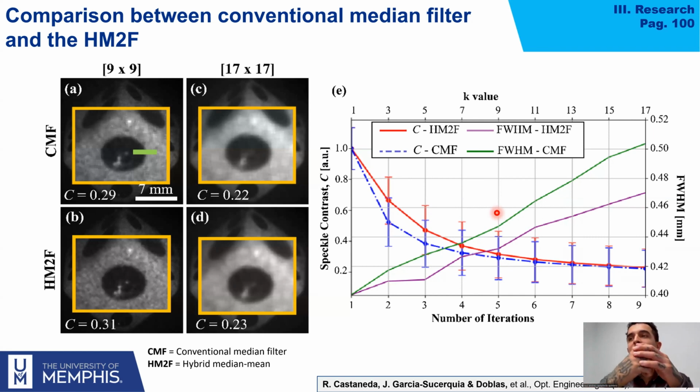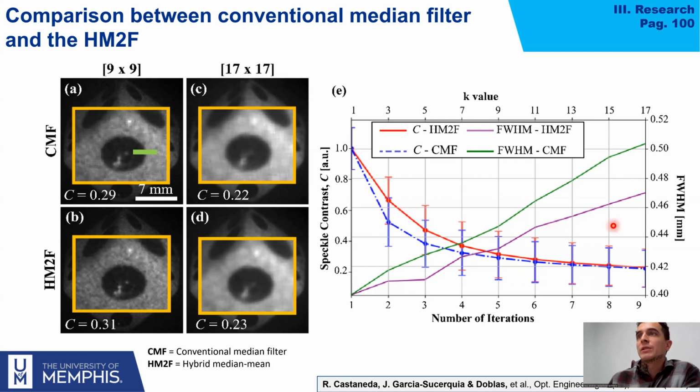So in order to quantify the resolution in each image, we compute the full width at half maximum for a step function. In a step function, the derivative of that step function must be a delta. So if the full width at half maximum starts to increase, it means that the resolution of the image is poor, right? So the green line is the full width at half maximum for the conventional median filter, and the purple line is the full width at half maximum by the hybrid median 2 filter.